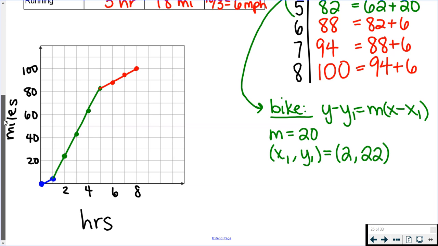So the slope is 20, like I said, because we're biking at 20 miles an hour. And I'm going to go ahead and use (2, 22), which was this point. You could use any of these points along this second piece, though. So if you want to pause the video and try this yourself, plug in your slope and your x1, y1, and then go ahead and convert it to slope-intercept form to figure out the equation of this second piece.